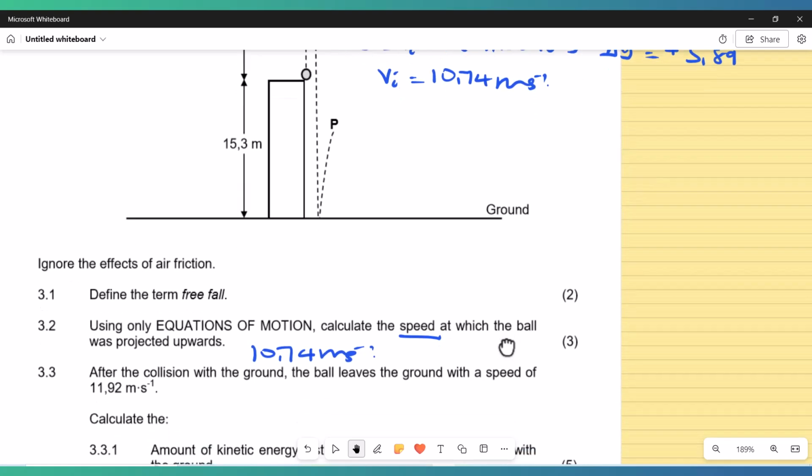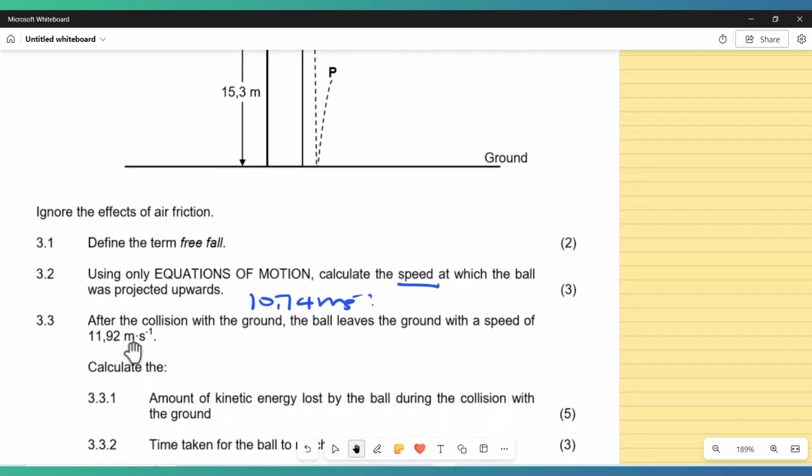What do they want now? Let's check. They said that after the collision with the ground, the ball leaves the ground with a speed of 11.92 meters per second. This is the velocity of bouncing from the ground, which is VB. Now remember we chose up as positive. This one is also going up, so it's going to be positive 11.92 in our context.